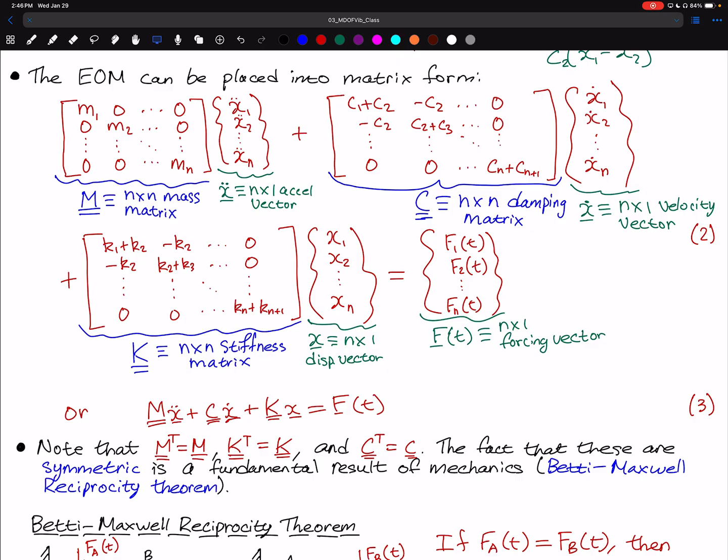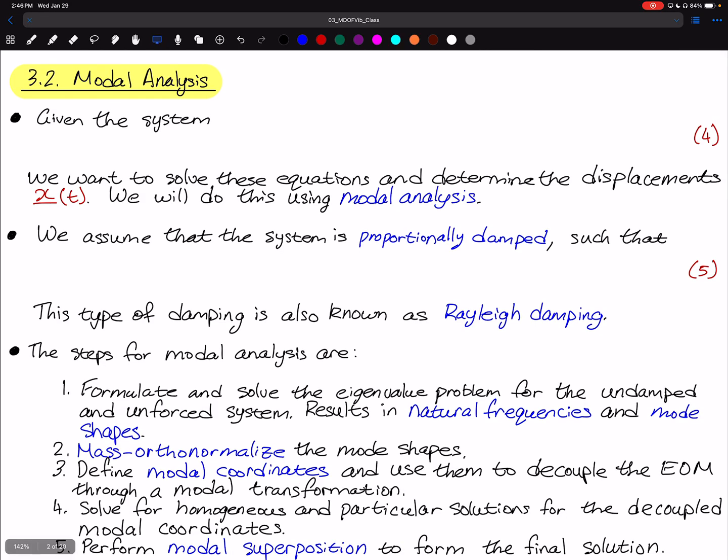All right, we are going to move on and tackle modal analysis, which is really the core focus on how we solve this equation. So we're going to rewrite our equation of motion just so we have it here at the top of the page. We'll have m x double dot plus c x dot plus kx is equal to f of t.